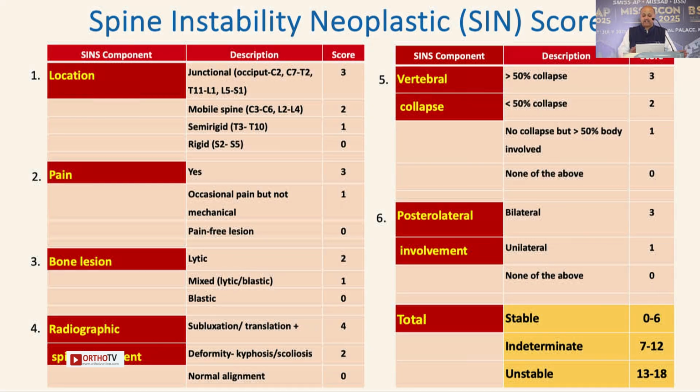More recently, the spine tumor study group has come up with the spine instability neoplastic score, which has shown us that based upon the location of the tumor, the amount of pain, it has also integrated the clinical picture into the lesion, the type of lesion the patient has, the radiologic spine alignment, the amount of vertebral body collapse, and the posterolateral involvement. So it has also included the Taneci score into this. The tumors can be stable, indeterminate, or unstable.